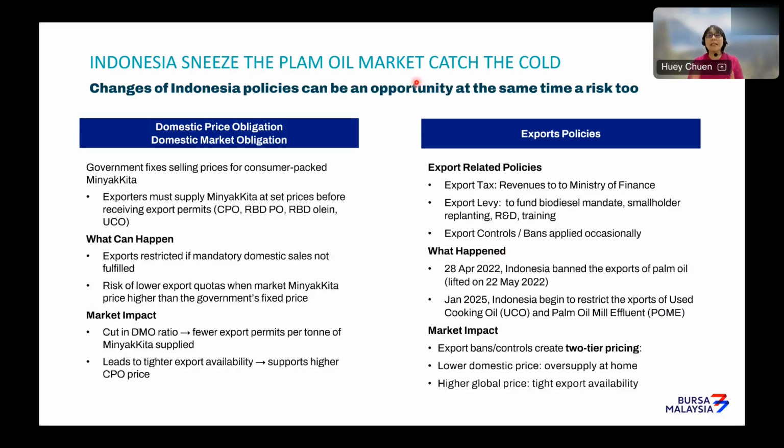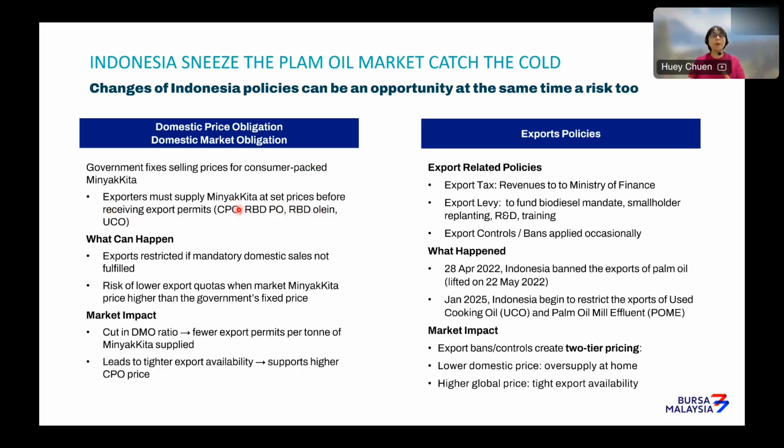So what are the major things that we need to monitor in Indonesia? Indonesia has a very protective local market. They want to ensure that there is enough supply of cooking oil in the domestic market, so they came up with the domestic price obligation and domestic market obligation policy. Domestic market obligation requires all exporters of certain products, as I mention here, CPO, RBD palm oil, which is refined palm oil, palm olein, UCO, and they actually added one or two other products recently, a couple of months ago.